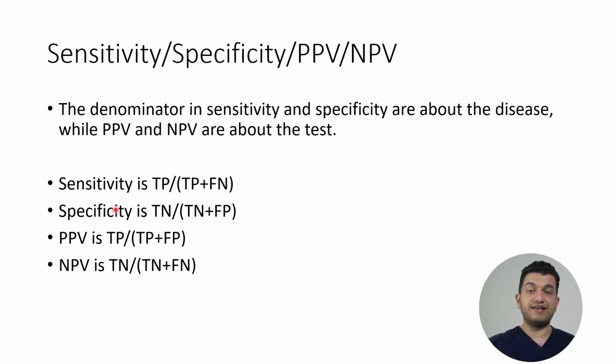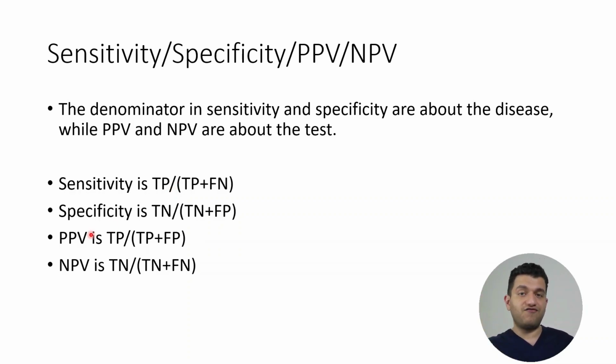So specificity, the absolute opposite. Again, truth is going to be the numerator, so true negative divided by true negative plus false positive. True negative is someone whose test is negative, and yeah, true negative, they don't have the disease. And false positive is someone whose test is positive, but that's false. They don't have the disease. So everyone in this equation of specificity doesn't have the disease. Everyone in the equation of sensitivity does have the disease.